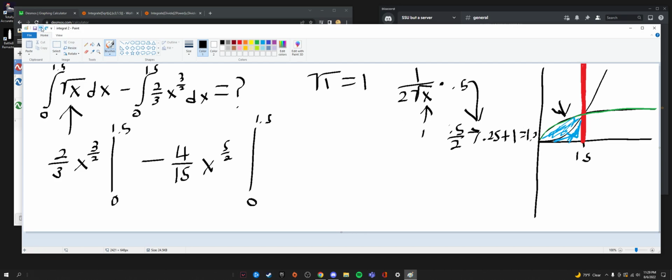Let me get some more space. 1.25. Yeah, well, whatever. So that means that the estimated square root of 1.5 is approximately equal to 1.25. So now that we know that, I'm going to erase this.